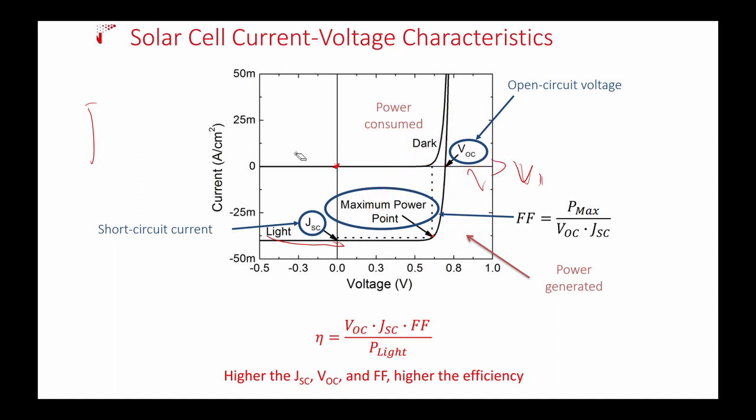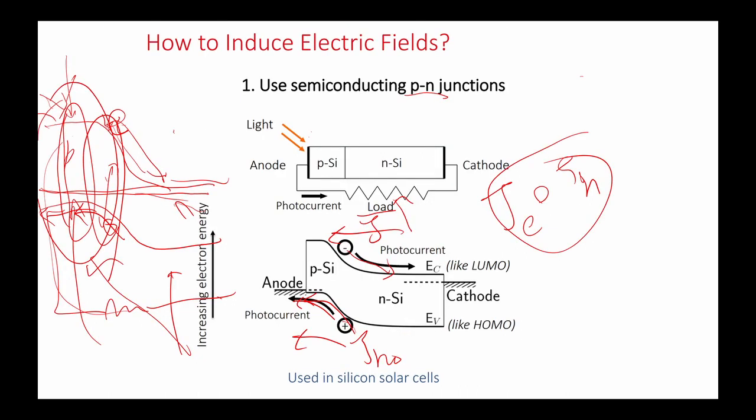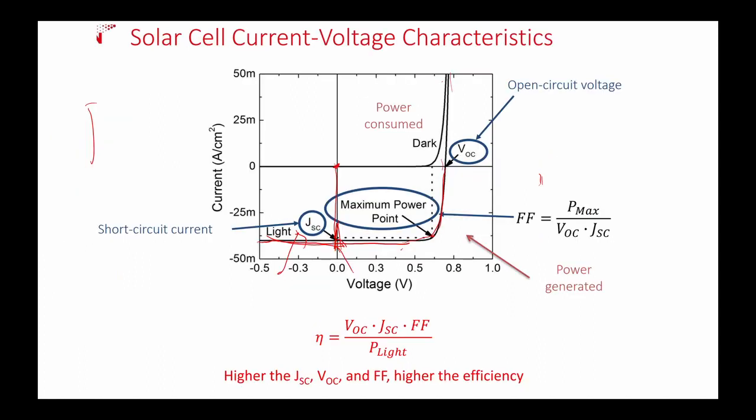This is the current voltage characteristic. Let us come to the solar cell current voltage characteristic, which is this one. This point, at zero voltage, the current is the short circuit current. Because we are just shorting the cathode and anode, there will be zero voltage, but the current will be the highest. That is the short circuit current.